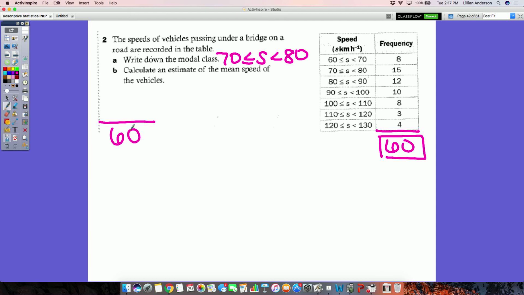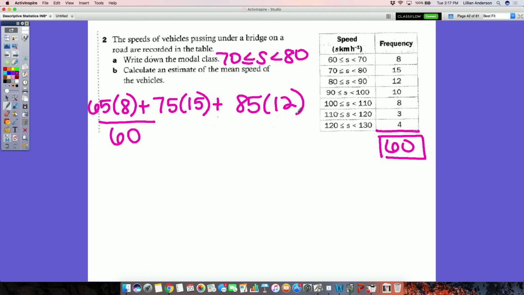That's my denominator. We are halfway there. What about our midpoints? What's the midpoint between 60 and 70? 65. So I'm going to take 65 and multiply it by my frequency. What's the midpoint of 70 and 80? And that gets multiplied by 15, and I'm going to continue this process. What's my next midpoint? 85. Multiply it by that frequency.